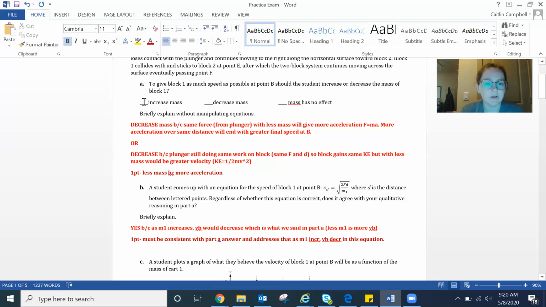Or if you said increase the mass for part A, not getting the point on part A, but if part B, you're like, no, this does not make sense because I said as M increases, VB should increase, which the equation does not agree. So as long as it is consistent with part A, you would get the reasoning or the point on part B.